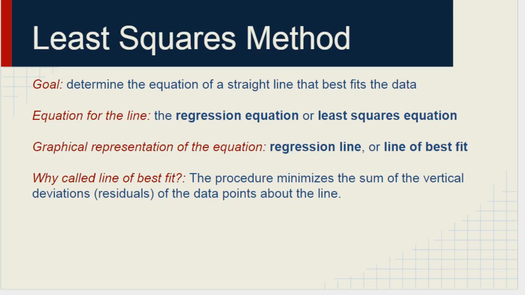Now, in the least squares method, there are a few terms that I want you to understand before we get started. First of all, the goal. We have a goal, and that is to determine the equation of a straight line that is going to best fit our data. That equation is called the regression equation or the least squares equation. We're going to create a graphical representation of the equation by drawing that line. That line we call the regression line or the line of best fit. You'll hear those terms used interchangeably both by me and by a lot of other people.